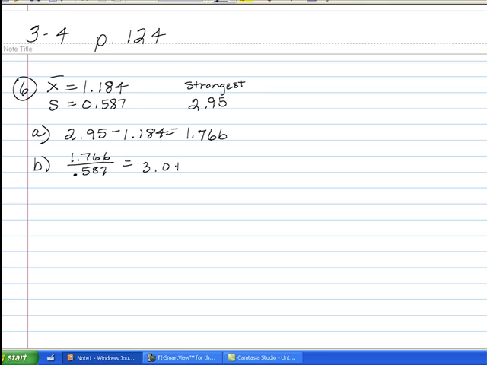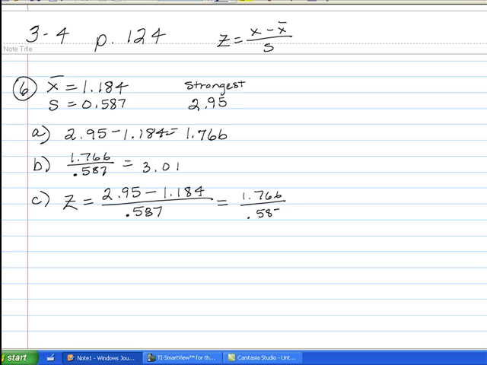Alright, convert the magnitude of the strongest earthquake to a z-score. Okay, so for z-score we want to take our x, which is the strongest magnitude, minus the mean magnitude, and divide it by the standard deviation. Remember our z-score formula, x minus x bar over s. And actually, that's what we just did in parts A and B. We simplified the numerator and then divided it by the standard deviation, which gave us a 3.01.